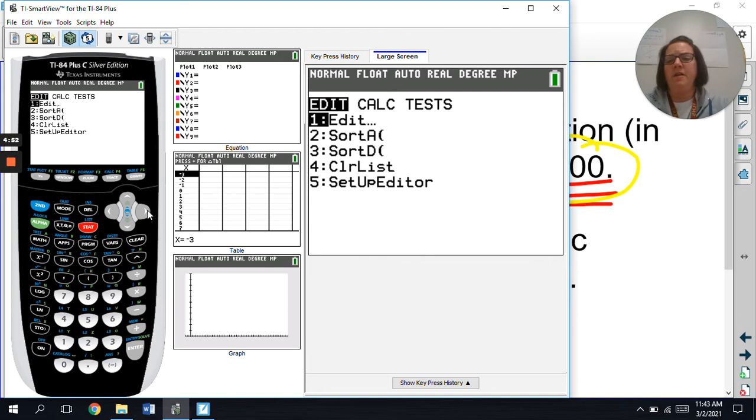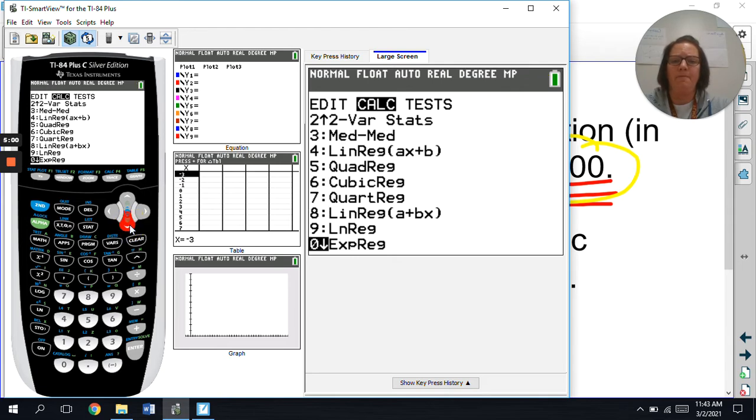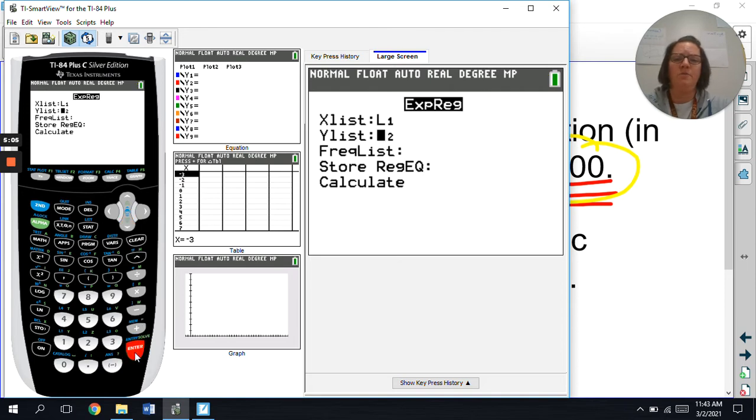So let me go over to Calc. And like I said, exponential I think is 0, so it's going to be right after your natural log right here. Yep, so there it is. And then hit enter just like you normally do, and hit calculate.